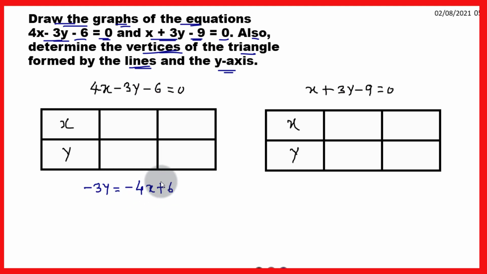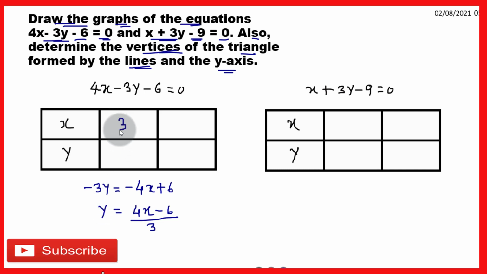And now here take minus 3 to the other side. Due to the negative sign, all signs will change and it will be y is equal to (4x minus 6) upon 3. So here you have written the equation y in terms of x. And now we will assume the value of x, and then we will find the corresponding value of y.